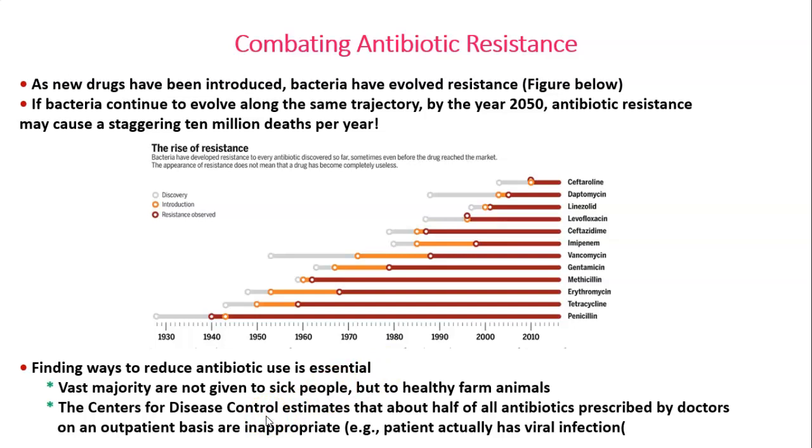And then secondly, the Centers for Disease Control estimates that about half of all antibiotics prescribed by doctors on an outpatient basis are completely inappropriate. They shouldn't even have been prescribed in the first place. So, for example, if a patient actually has a viral infection, then as you know, antibiotics are going to be ineffective. And yet, in many cases, antibiotics are prescribed even though the patient only has a viral infection.